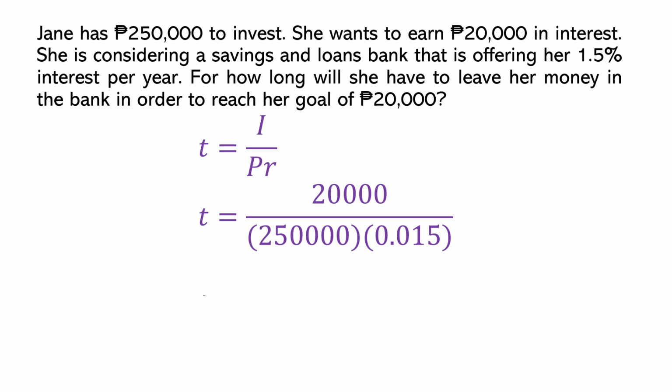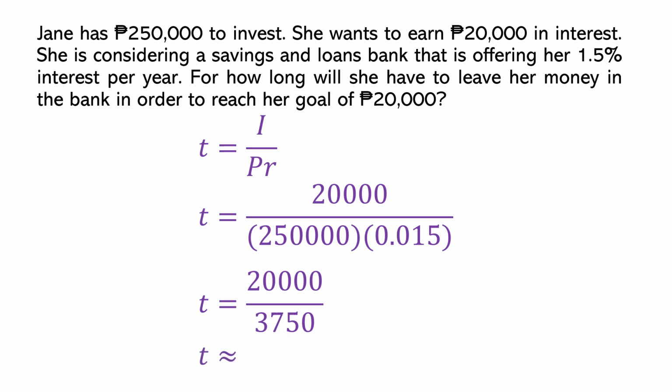And then put the line for the fraction. So it's 20,000 over 250,000 times 0.015. Now we're going to compute first the bottom since there are two numbers that we need to multiply. So we'll just copy the top and multiply 250,000 times 0.015. You will get 3,750. And then we divide 20,000 divided by 3,750.